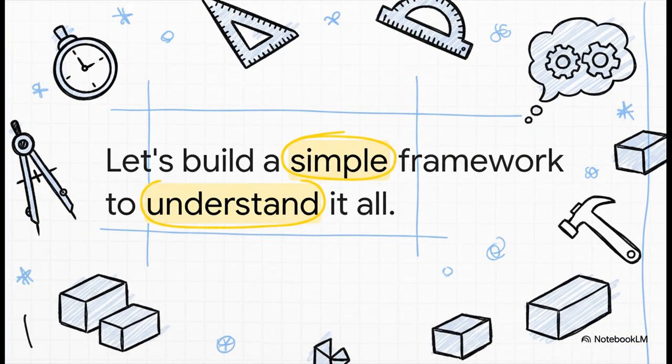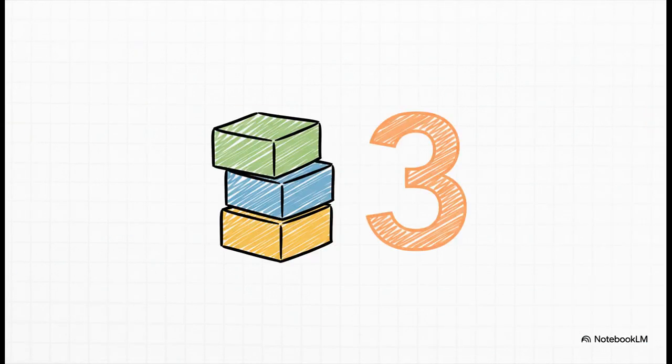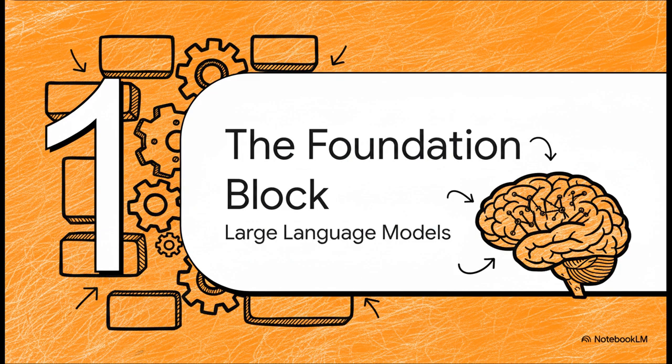So here's what we're going to do. We're not just going to throw a bunch of definitions at you. No way. We're going to build a mental framework, a really simple way of thinking about these technologies so you can see exactly how they stack up and build on each other. And believe it or not, it all comes down to just 3 key building blocks. Yeah, just 3. Think of them like the fundamental Lego pieces you can use to construct some incredibly powerful and genuinely useful AI.